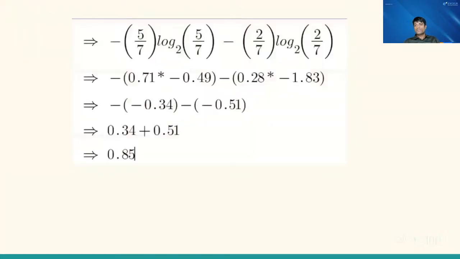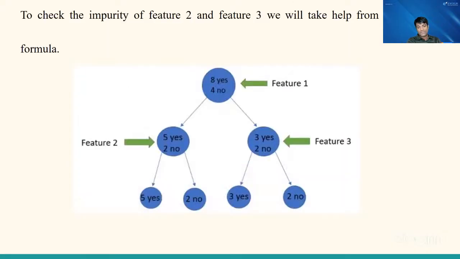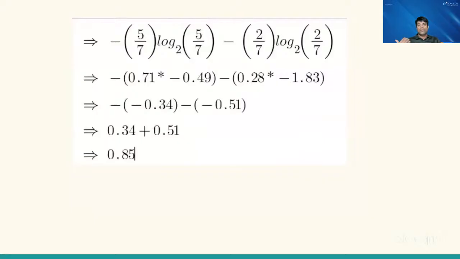I told you, minus p1 into logarithm of p1 minus p2 into logarithm of p2. That is the formula. So if you start with a yes case, it becomes minus 5 by 7 into log 5 by 7, minus 2 by 7, which is a no case, into logarithm of 2 by 7.